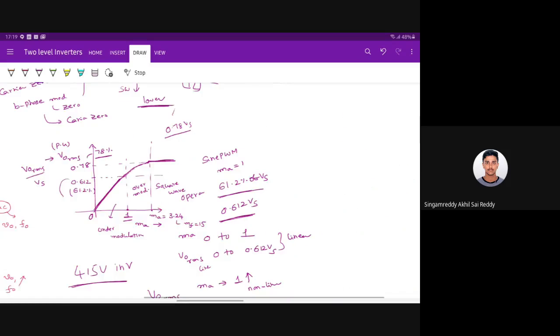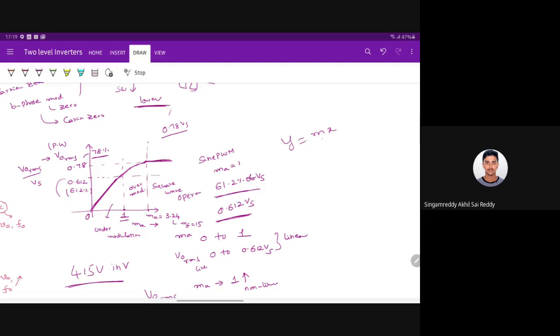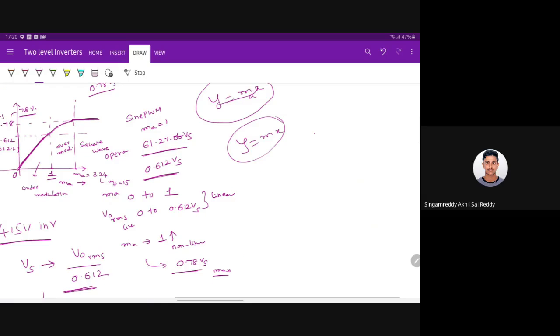No. The meaning is it will follow some y equal to mx curve, right? It should not be like that. So linear may be like this, like this, like this. All are linear curves only, right? Some certain slope. Understood. That means if MA is 1, it need not be 1 here.